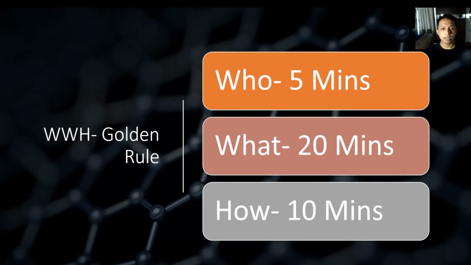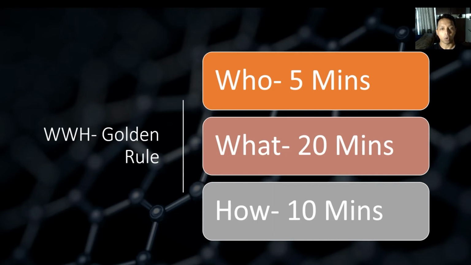Okay, so these are the three golden rules of the WWH rule, which is first, who. Now, I have put in a timeline ahead of the rule, which is trying to tell you how much time you should be spending in deciding what exactly you have to achieve in that specific rule. So first, for example, you're talking about who. What do I mean by who?